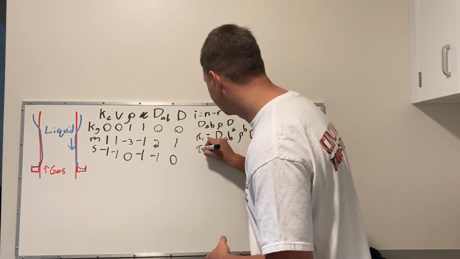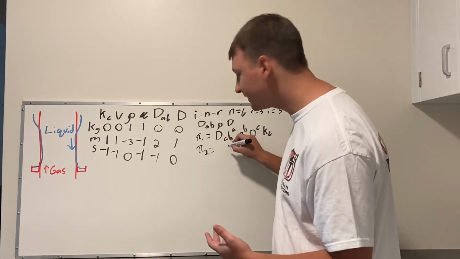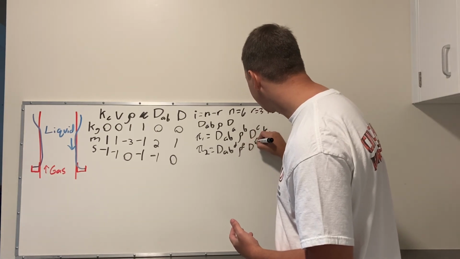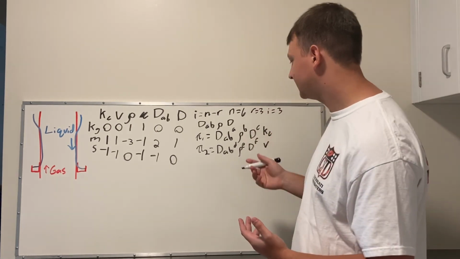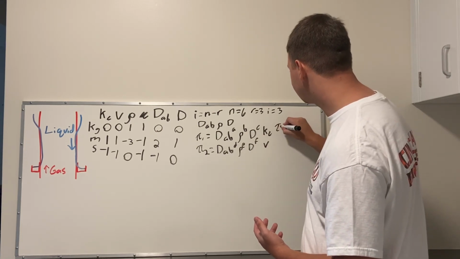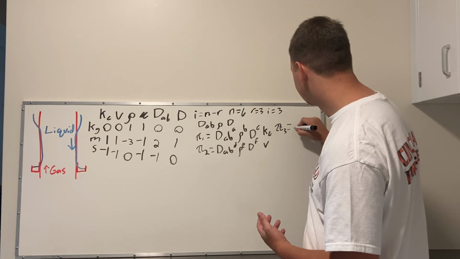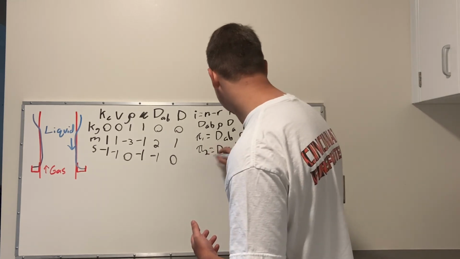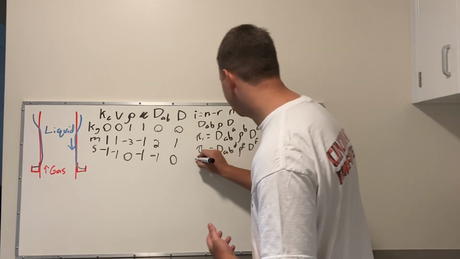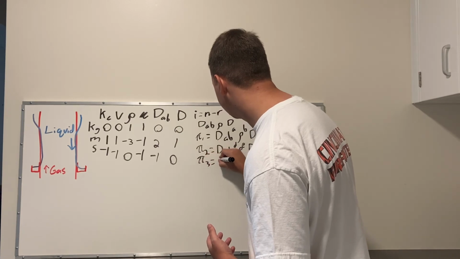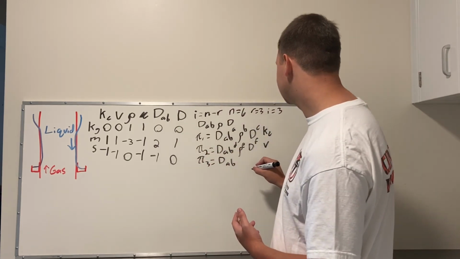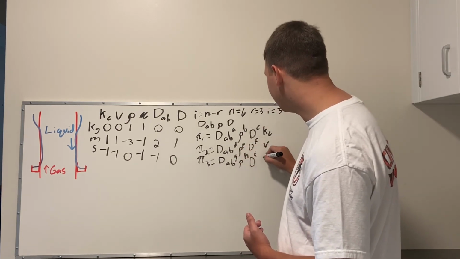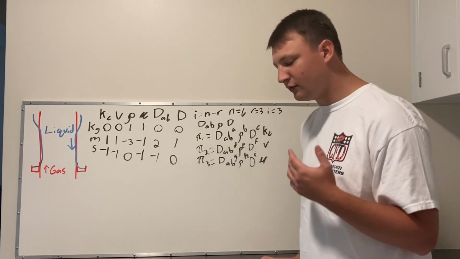Do this again, move on to the next 3 letters, D, E, and F, assign them for the exponents, and then use the next one, velocity. And then for our last group, same thing, moving on to G, H, and I, and then our viscosity.